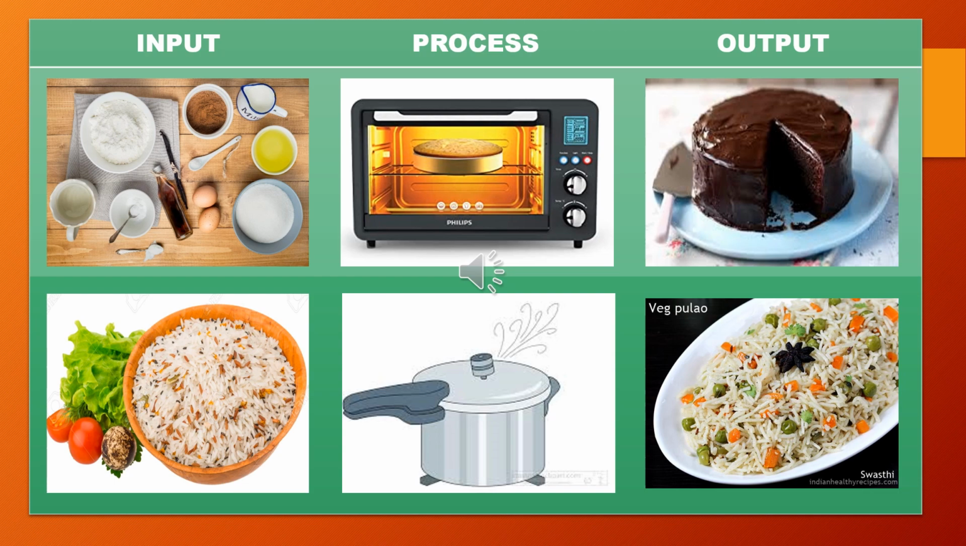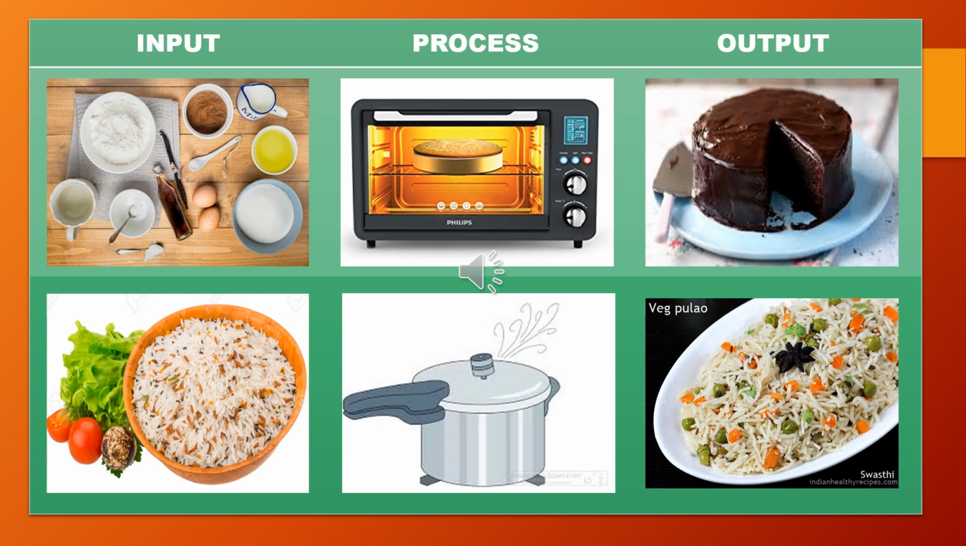Two more examples I'll give you: input, process and output. See, in the first picture you see flour, choco powder, essence, eggs, butter, milk. All these are input. You put all these inputs, mix them, and put them in an oven. The oven does the processing part, it bakes it. And the final output, what you are getting, that is a cake.